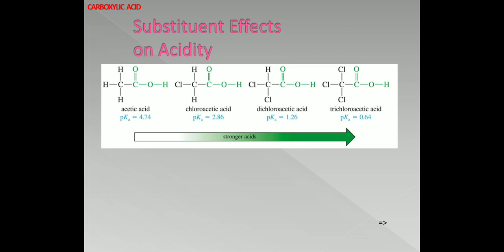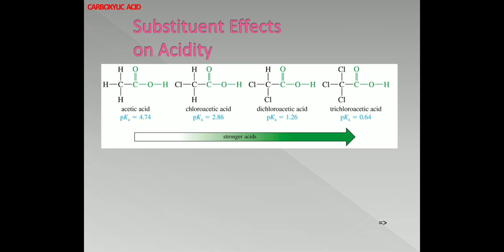Substituent effect on acidity. First see this acetic acid, its pKa value is 4.74. But when one hydrogen of the alpha carbon is replaced by chlorine, an electronegative element, its pKa value decreases. It means its acidity increases. Similarly, when one more hydrogen atom is replaced by chlorine, its pKa value decreases and acidity increases. When all 3 hydrogens of the alpha carbon are replaced by chlorine, it becomes trichloroacetic acid, and its pKa value is 0.64, the lowest. That is the highest acidity.